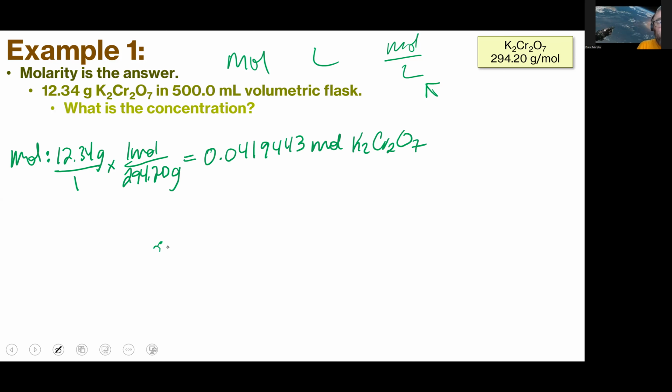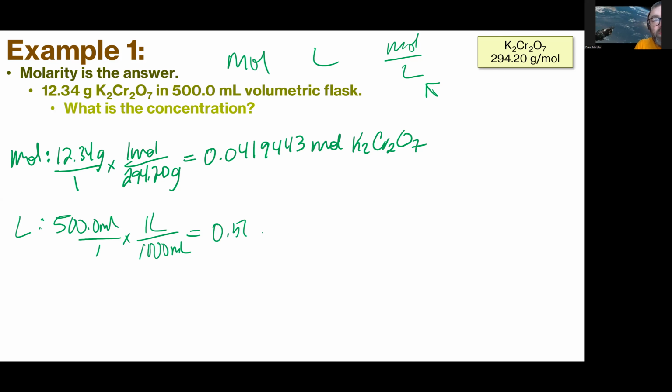Then we want to figure out liters. Where did I not? Oh, because my finger was writing, not my pen. Again, it happened. All right, liters. 500 milliliters. 1 liter is 1,000 milliliters. Remember, don't get those conversion factors backwards. So this is 0.5000 liters.